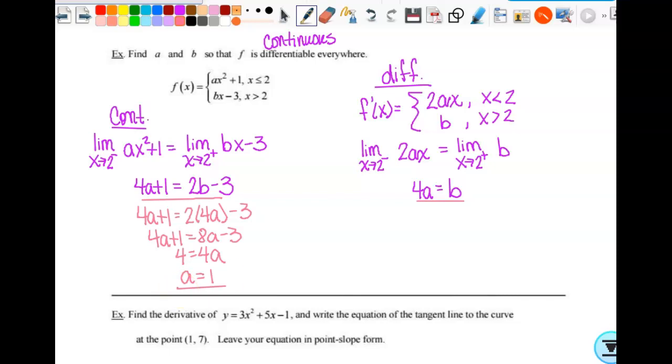Now I also need b. So I'm going to take this, I'm going to substitute it over here. So 4 times 1 equals b. So b equals 4. And then we should write a little sentence. There's not enough room here, but, you know, saying that these things are true, therefore they're differentiable. Okay, we good? Okay.